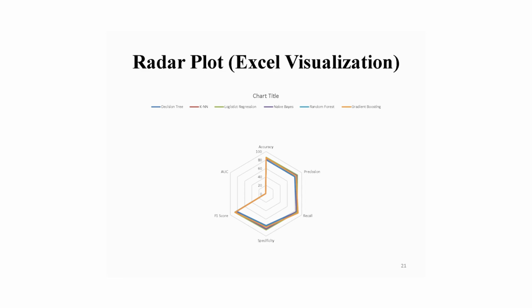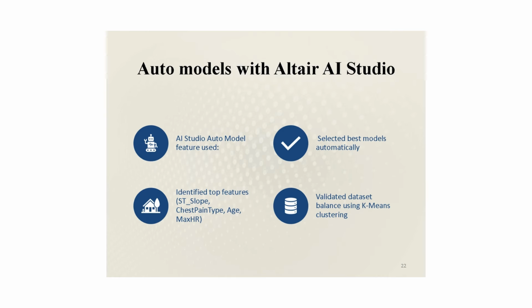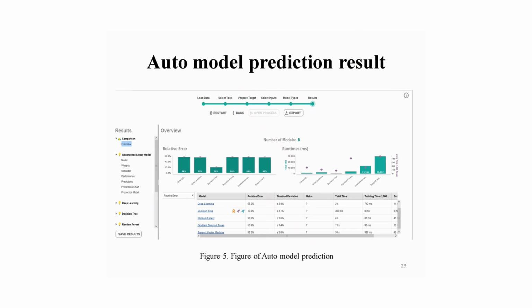It is the radar plot. It should be generated with the help of an Excel sheet of the performance of the models. The Auto Model option is present at the top ribbon of the blank process. It should be used for rapid prototyping.